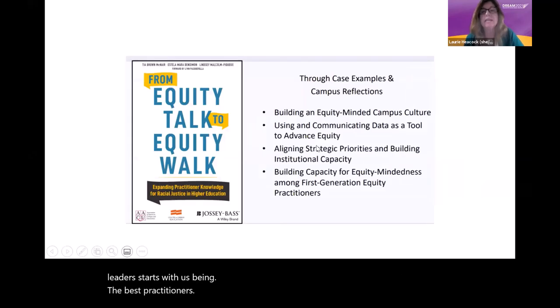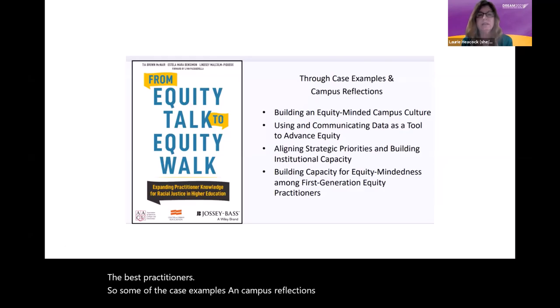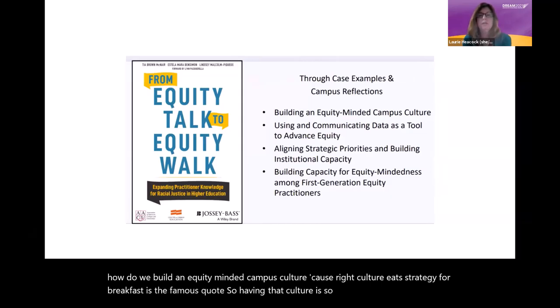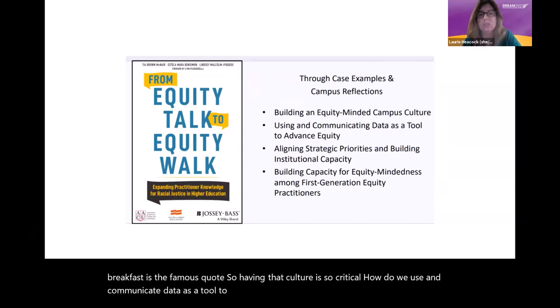So some of the case examples and campus reflections that are included in the book are, how do we build an equity-minded campus culture? Because culture eats strategy for breakfast is the famous quote. So having that culture is so critical. How do we use and communicate data as a tool to advance equity, which we're going to drill into today?